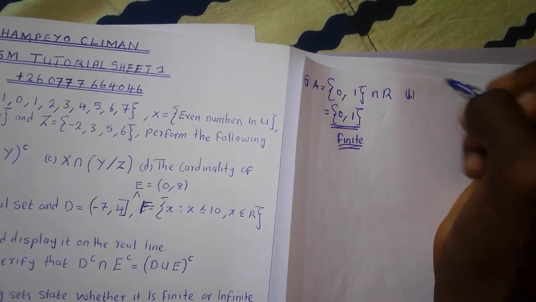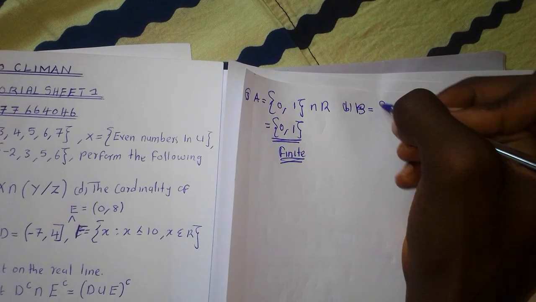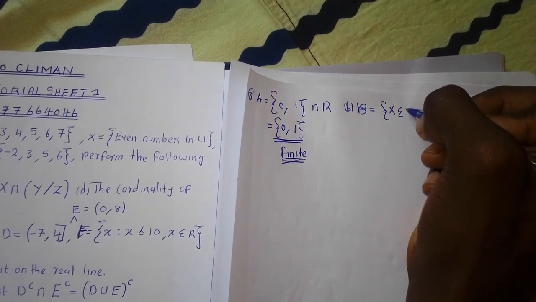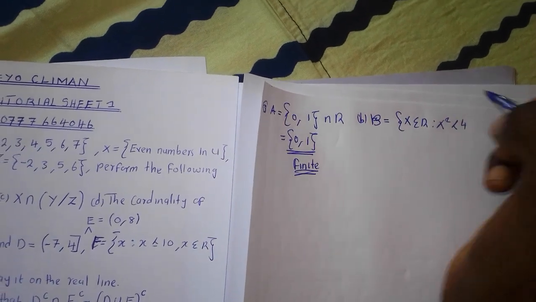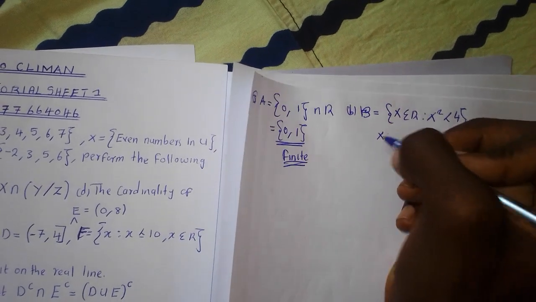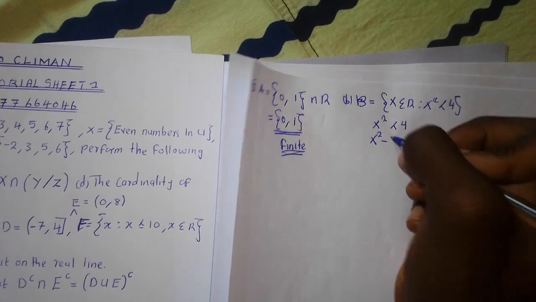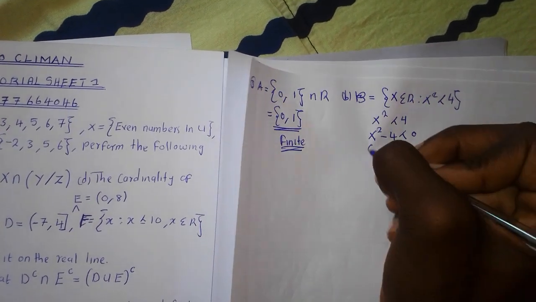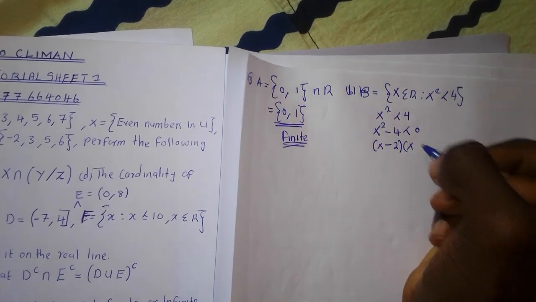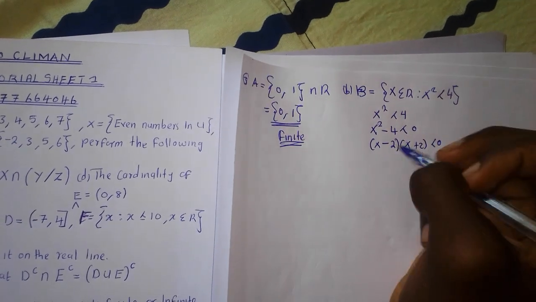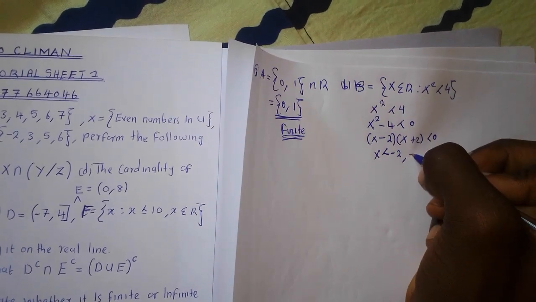B is equal to, they're saying B is equal to X such that X to the power 2 is less than 4. Now for this one, you are first of all going to say X to the power 2 less than 4 like this. And you say X to the power 2 minus 4 less than or equal to 0. And we can use the difference of 2 squares like this. Then we know that our answers are going to be 2 and negative 2.